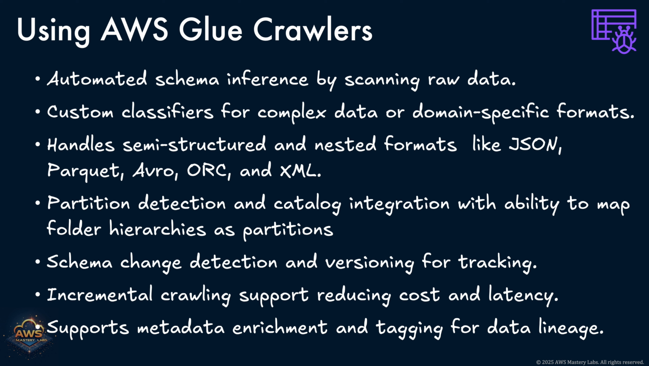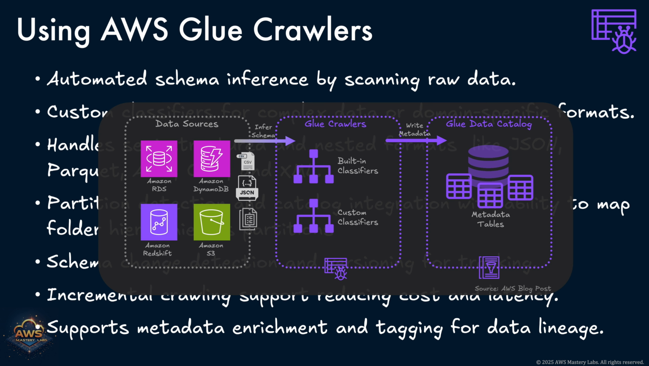When data evolves, crawlers can detect schema changes and update the catalog accordingly, maintaining a version history. This means your pipelines stay resilient and aware of evolving data without manual intervention. And with support for incremental crawling, Glue minimizes the resources and time needed by scanning only new or modified files since the last run, making it highly cost-efficient at scale. With metadata tagging and integration into the broader Glue ecosystem, crawlers provide a critical foundation for data governance, discoverability, and automation.